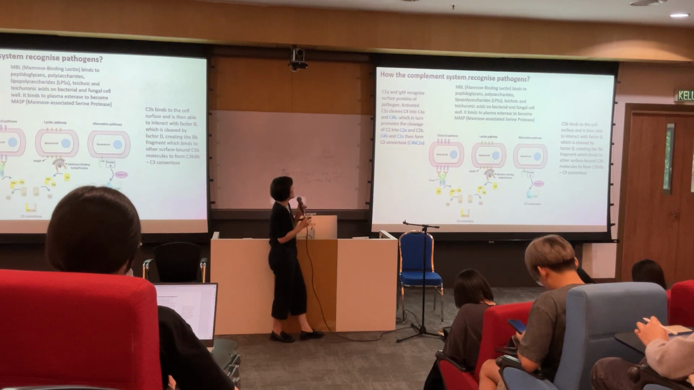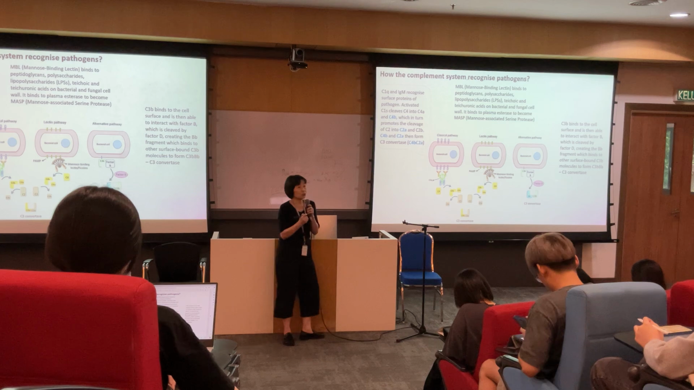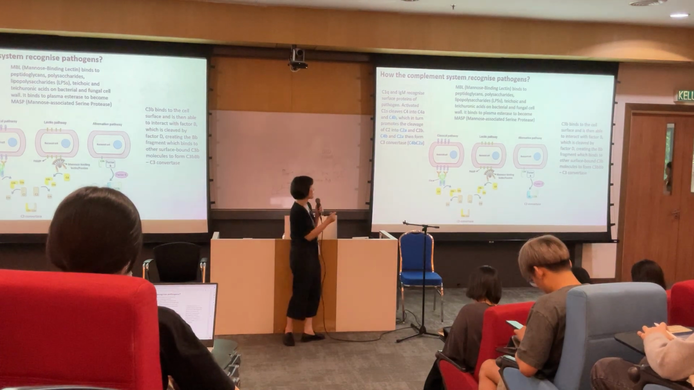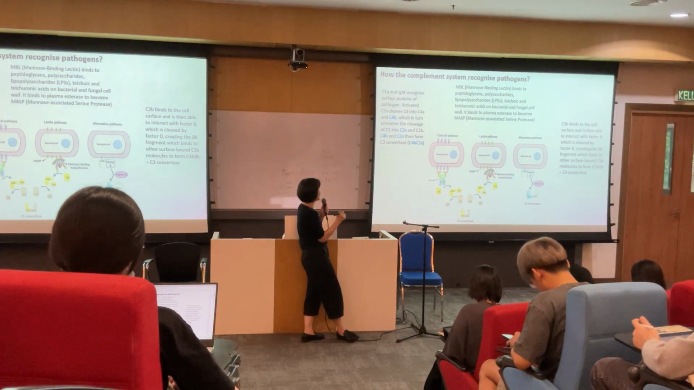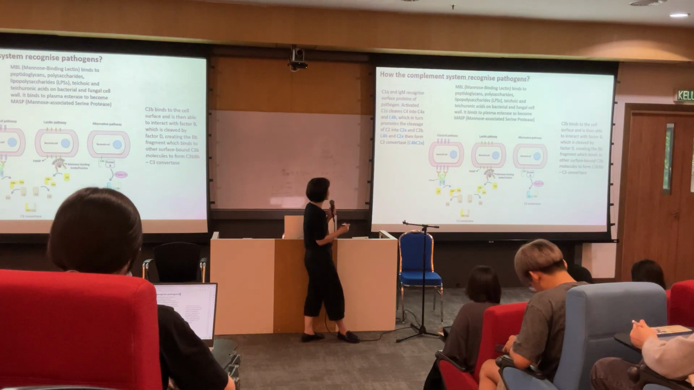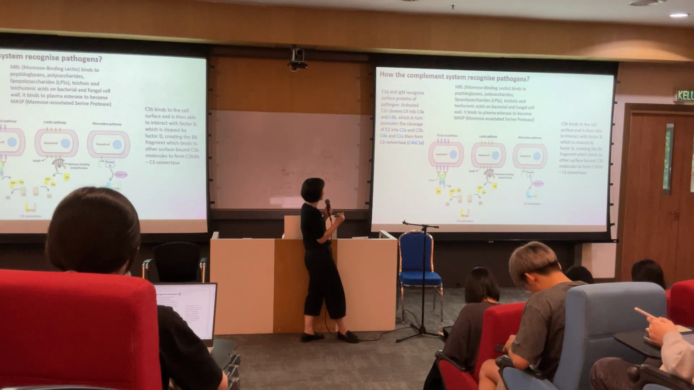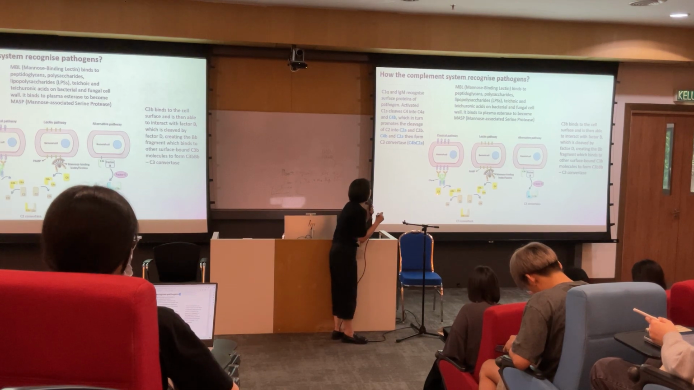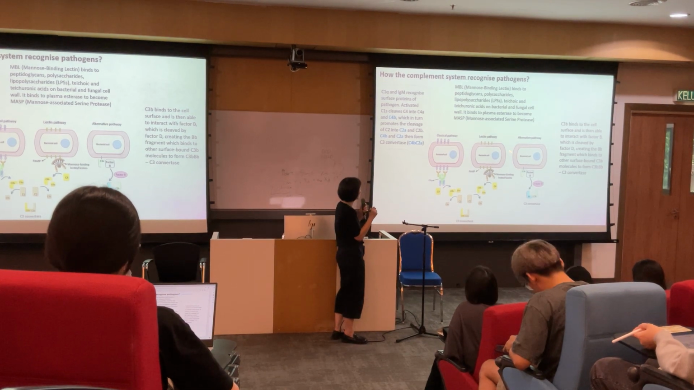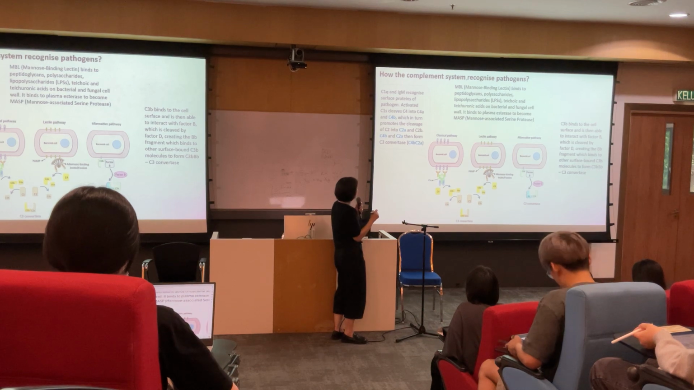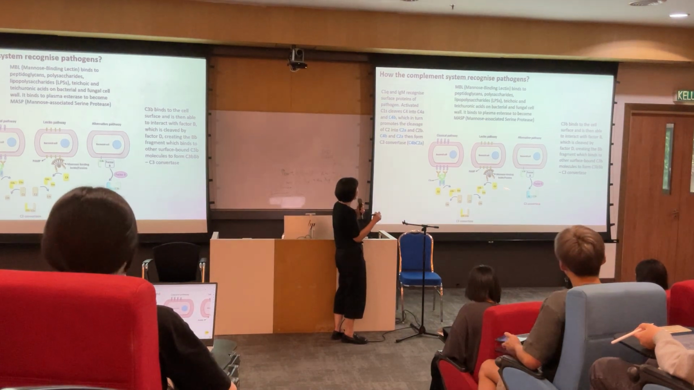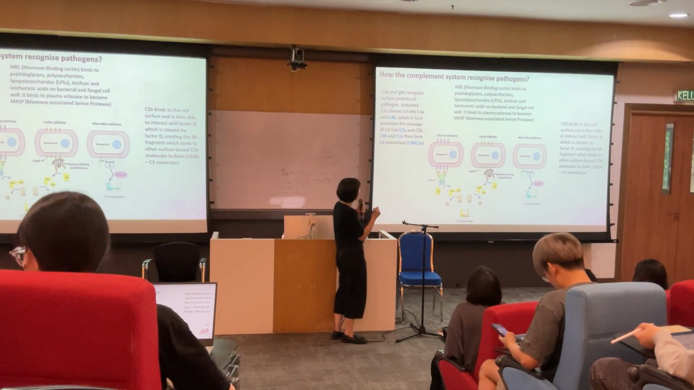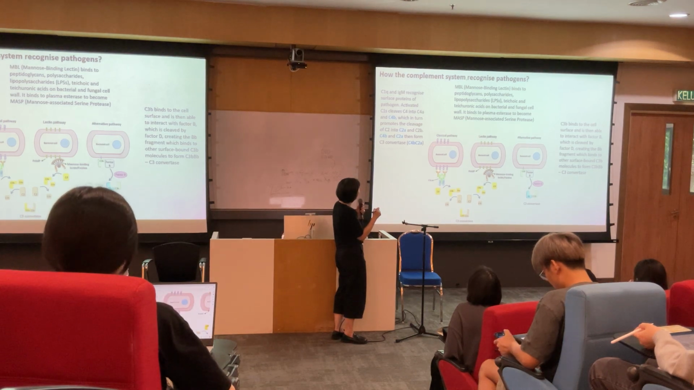Now, this is how it works. It works through 3 pathways: classical, lectin, and alternative. I'm not sure you can see the small letters here, so I will explain one by one. Basically they are doing very similar things. It's just how they target the bacteria that differs. Consider this is a bacterium. How they target the bacteria is different.